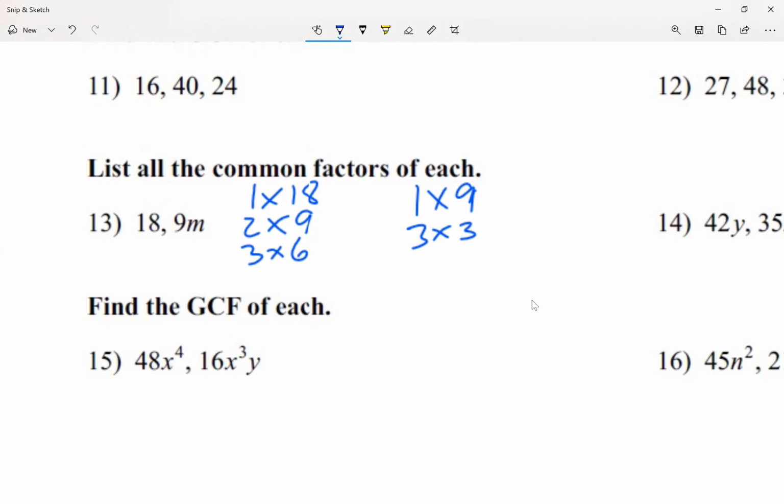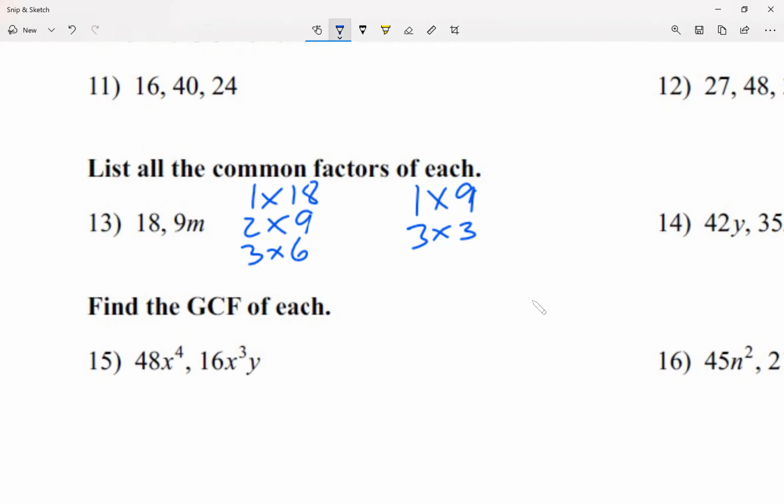So that's numbers-wise. Letter-wise, in order for my answer to include a letter, both terms have to have it. Notice how the 18 doesn't have a letter, the 9M does. So in order for my common factors to include a letter, both of them need to have it. So my answer here will not have letters. Some answers will, just number 13 doesn't, because both of them need to have that letter.